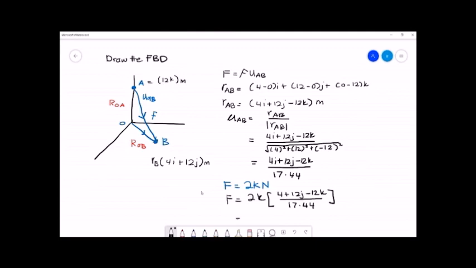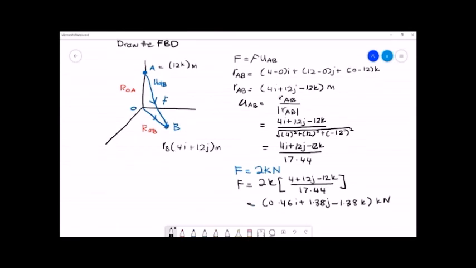So the final answer will be equal to 0.46i plus 1.38j minus 1.38k kilonewton. Now we can determine the moment of a force about point O.